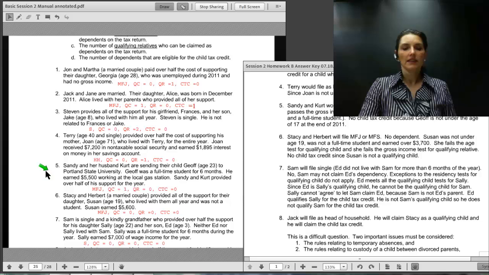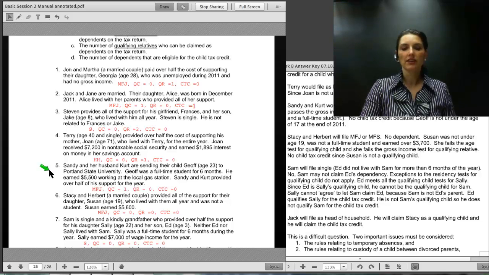Question number 5. Sandy and her husband Kurt are sending their child Jeff, age 23, to Portland State University. Jeff was a full-time student for 6 months. He earned $5,500 working at the local gas station. Sandy and Kurt provided over half of his support. Well, they're probably going to file a joint return, and since their son was a full-time student for at least some part of each of 5 calendar months during the year, and he was under age 24, he is a qualifying child. So we have 1 qualifying child, 0 qualifying relative, but because Jeff is over age 16, he does not qualify for the child tax credit.